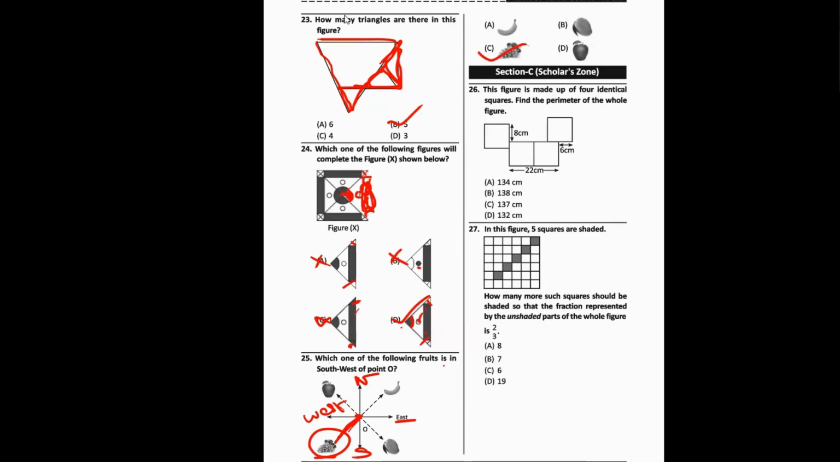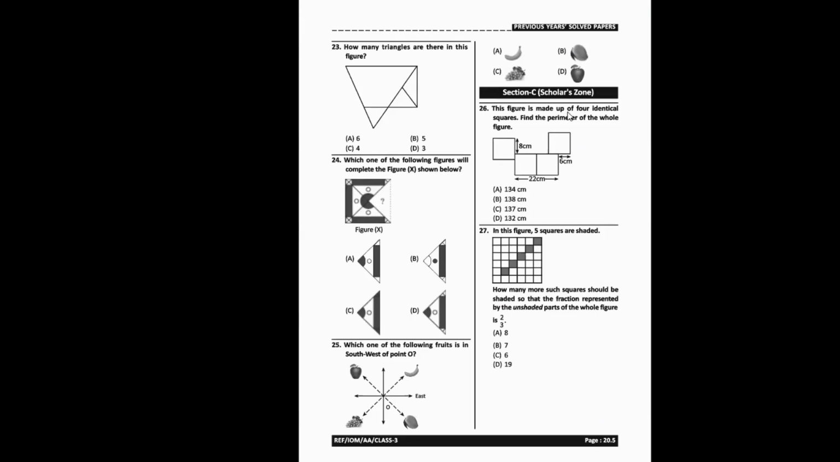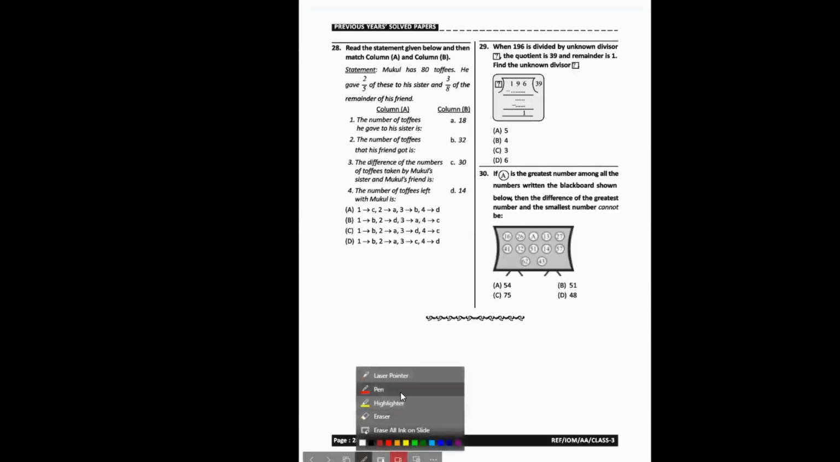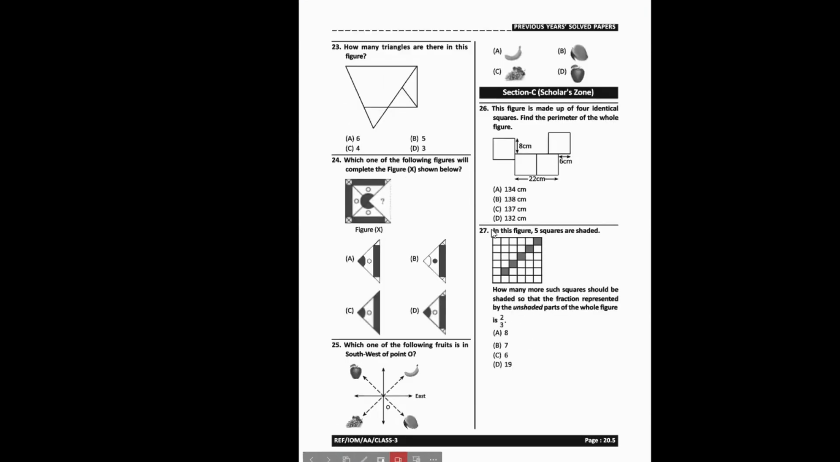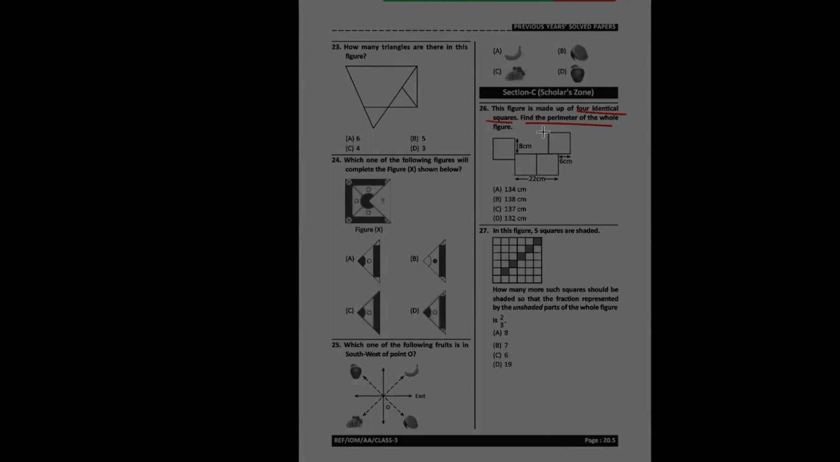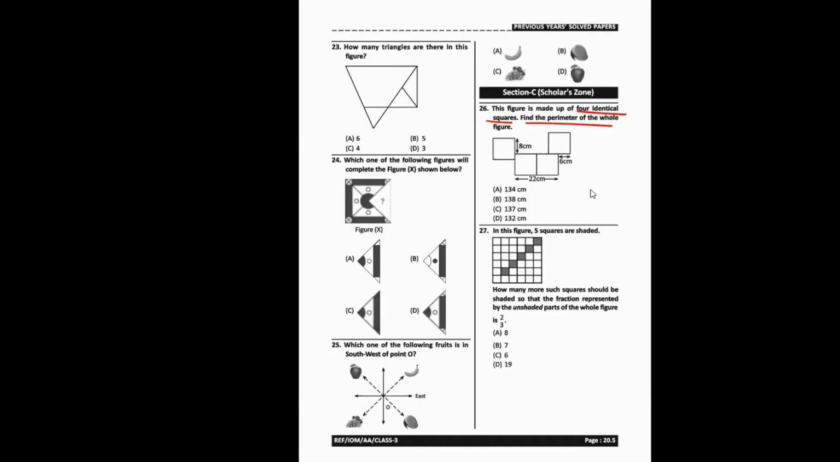Okay, everyone. So now we'll come to the scholar zone from question number 26. What does question number 26 say? Question number 26 reads, the figure is made up of 4 identical squares. You need to find the perimeter of the whole thing, okay? If it is made up of 4 identical squares, that means they are of the same measurements.